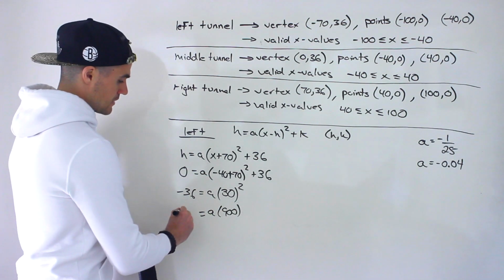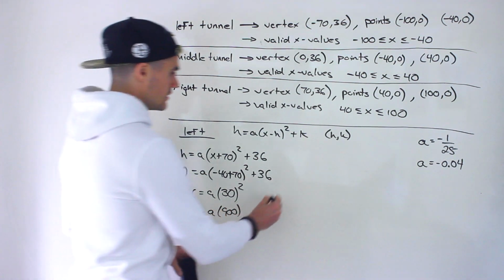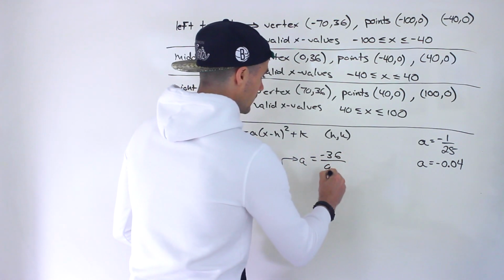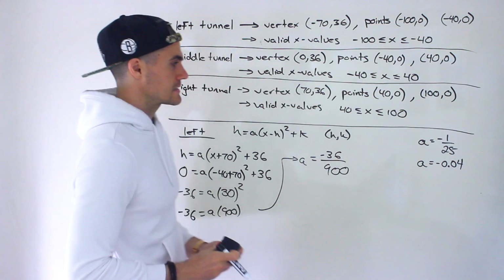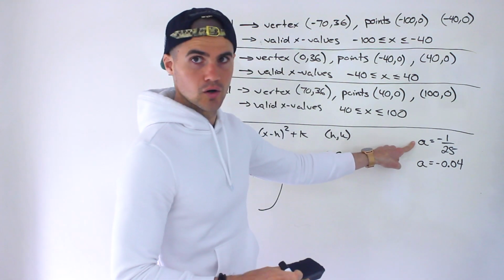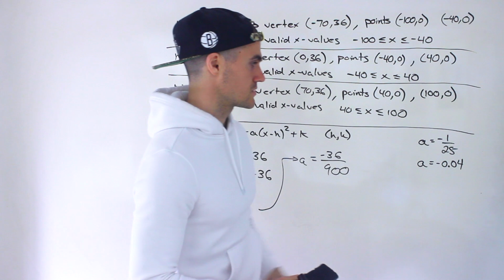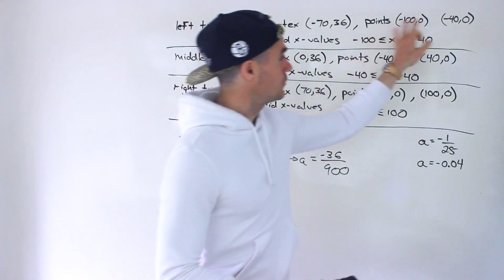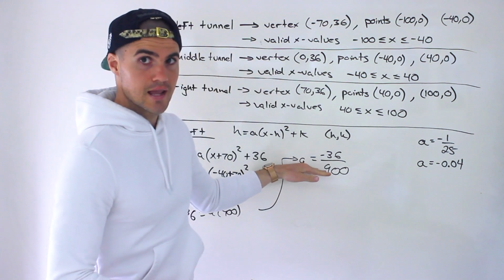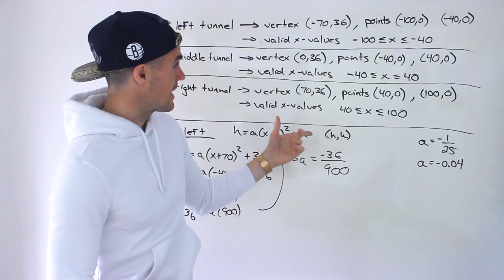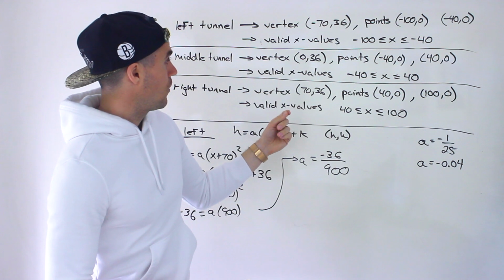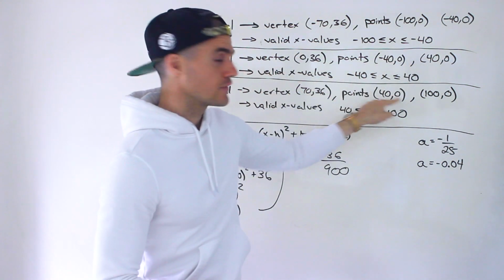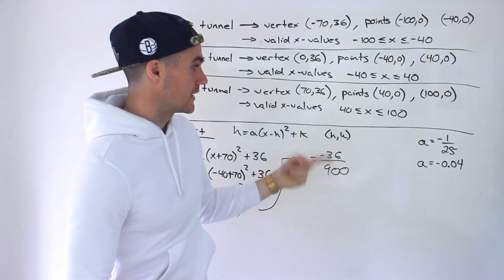And we're still going to have negative 36 on the left side. So the a value is going to be negative 36 over 900, which again, it's going to simplify to negative 1 over 25. Or in decimals, negative 0.04. So notice whichever point we use, we get that same a value. And that's going to be the same thing for each of these. No matter which of these points you use to solve for the a value, you're going to get the same a value.